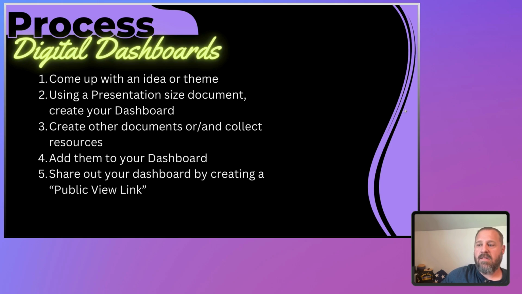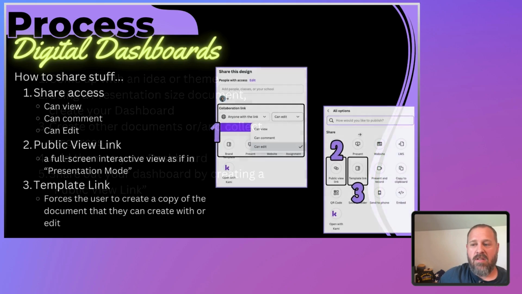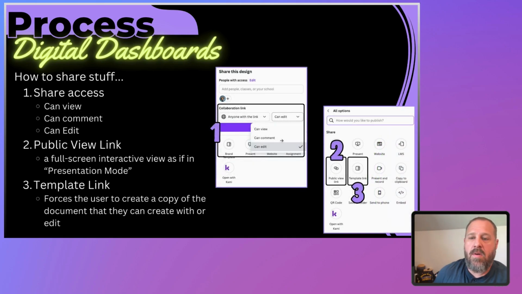So again, this is using digital dashboards. Here's how you share stuff, just in case you don't know the difference. You can share access, which we'll do with one thing today, and you can change that to view, comment, or edit. Then there's a public view link, which is what I showed you earlier. If you don't see it, scroll down and click more, then it'll be down towards the bottom. If you have used it quite often, it's up here at the top.